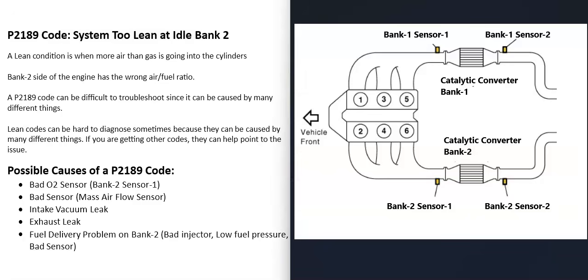The basics of what's going on with these sensors is that there's going to be 2 on each bank of the engine. Sometimes there could be 3, but usually there's 2. Sensor 1 is going to be located before the catalytic converter, and it's also called the upstream O2 sensor. Sensor 2 is going to be located after the catalytic converter, sometimes right on it, and it's also called the downstream O2 sensor. So the main sensor that's reporting this information back to the computer is going to be this bank 2 sensor 1 O2 sensor.